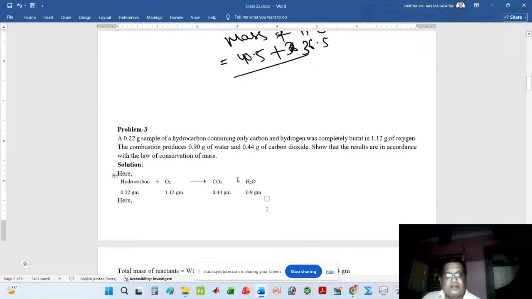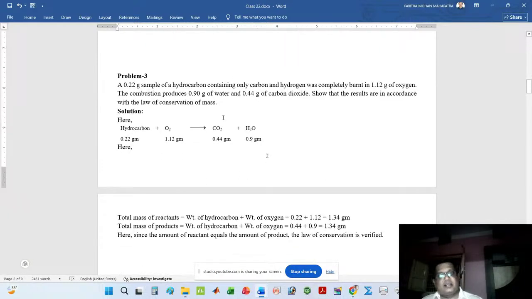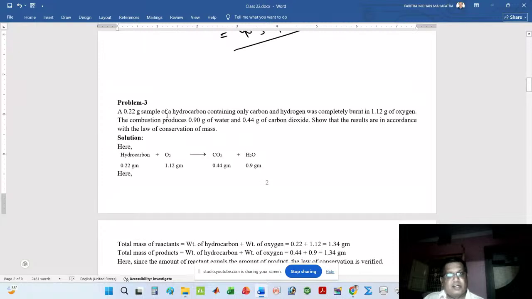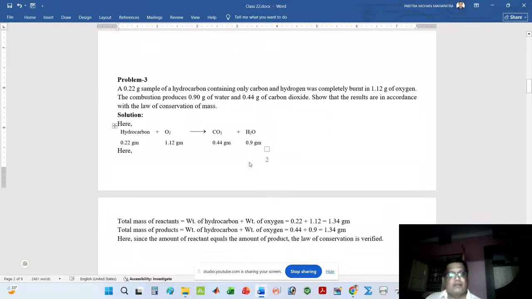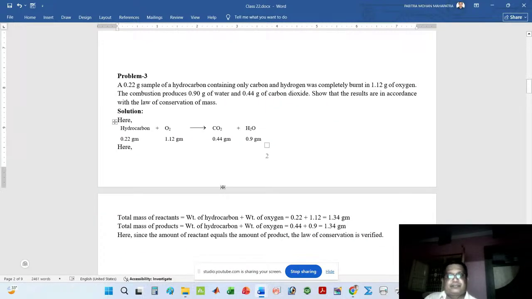Look at that. In problem number 3, it is quite different. Here your target is to prove that the law of conservation of mass is verified. In problems number 1 and 2, the law of conservation of mass is already verified and your target is to find out any species. But here, look at that, all the species' weights are given. Your target is to prove that this chemical equation satisfies the law of conservation of mass. This is different.